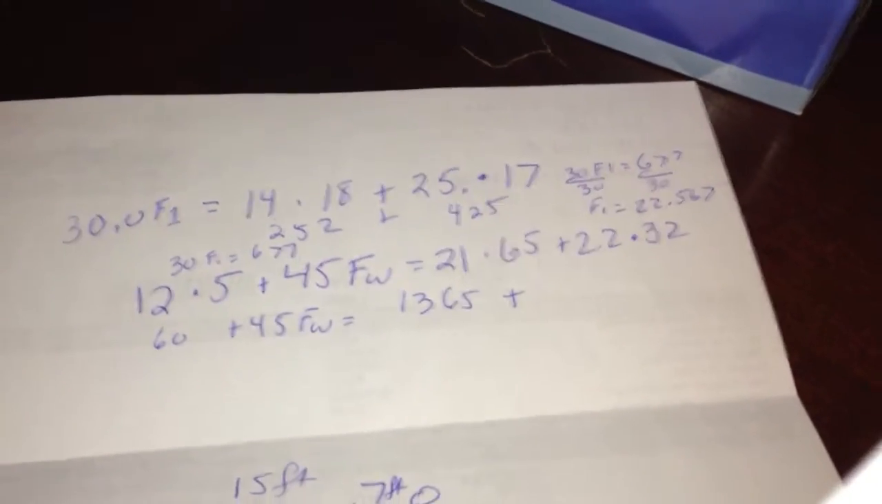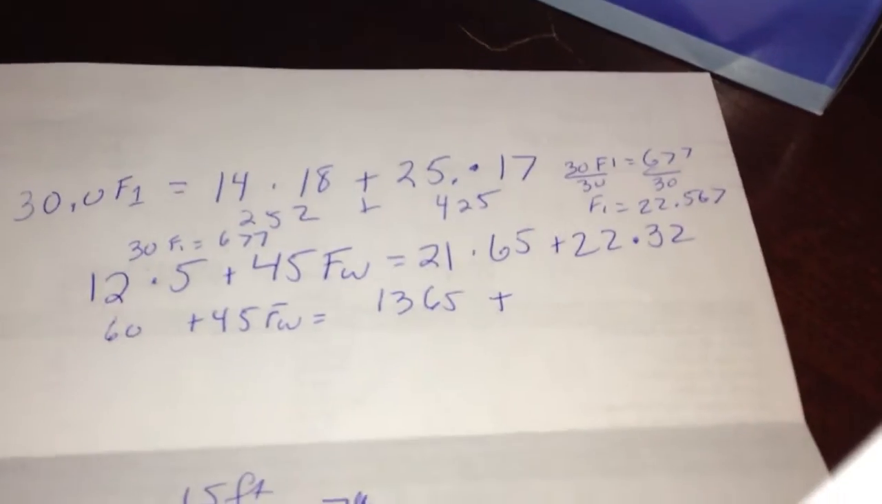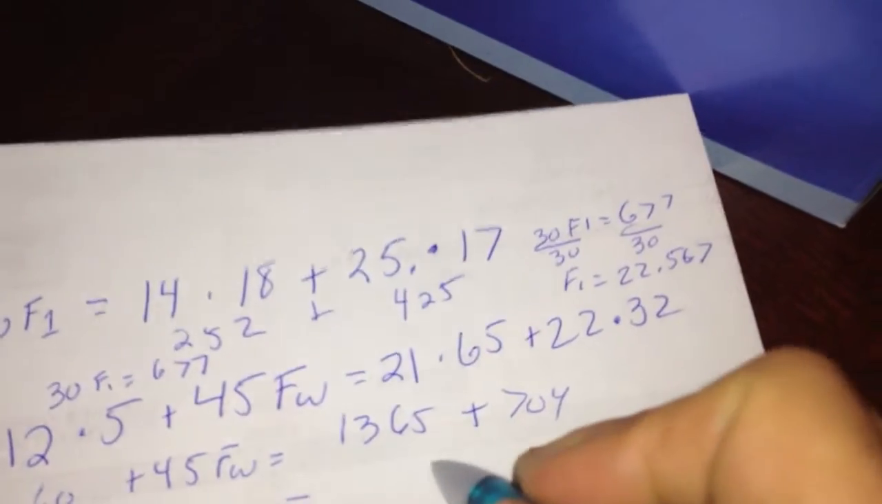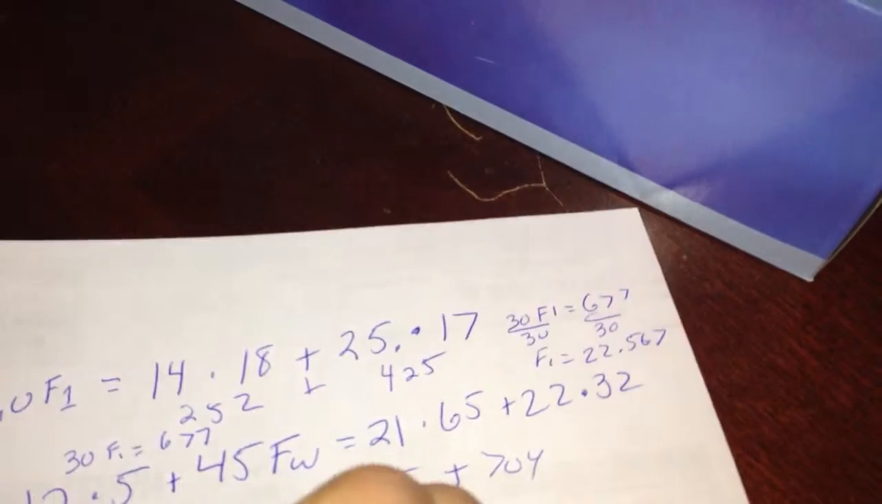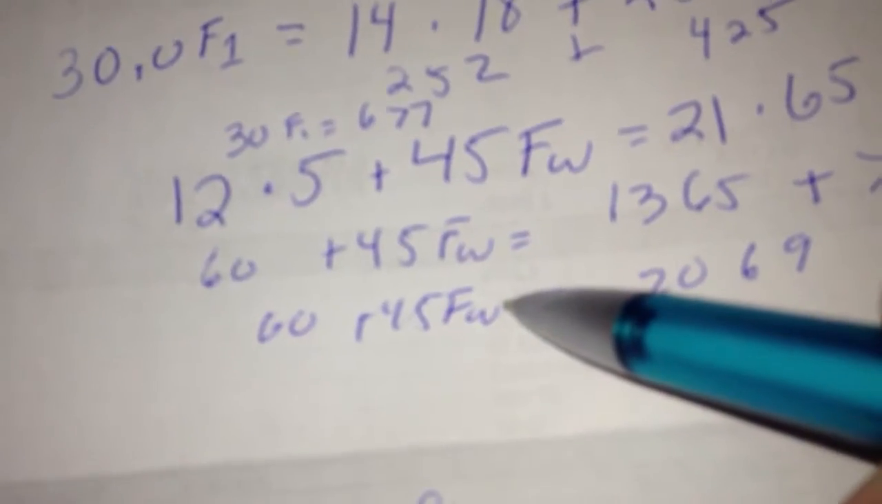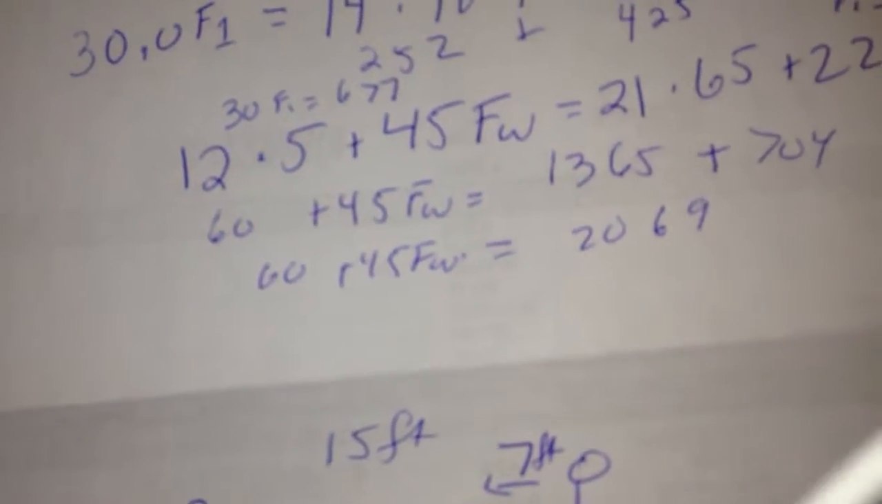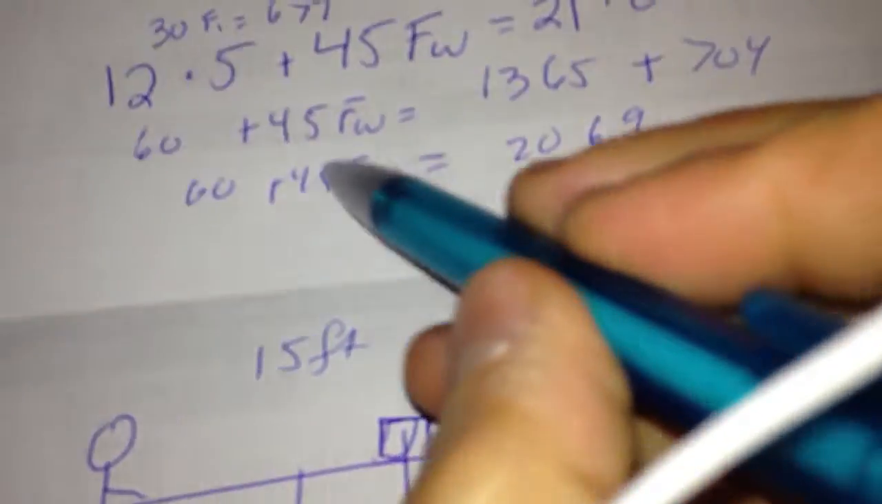You have 1365 plus 22 times 32, 704. Now, luckily, it's a little bit easier for me to do addition in my head. So 2069, 60 plus 45 FW. Now you notice that you have two things on the same side as your unknown, your FW. So the first thing you have to do is get that FW term, the entire term here, by itself.